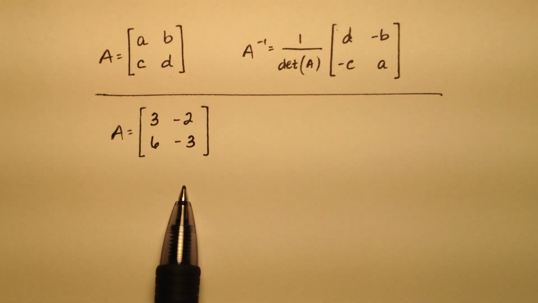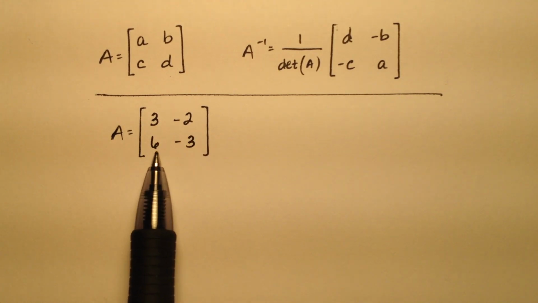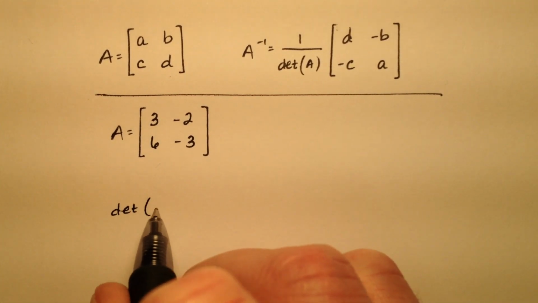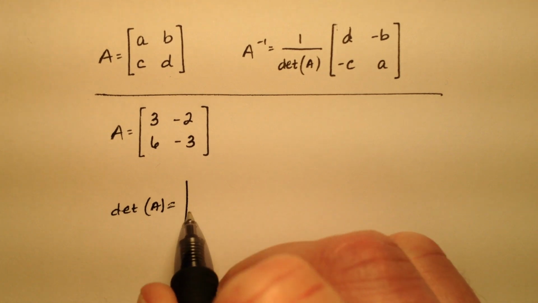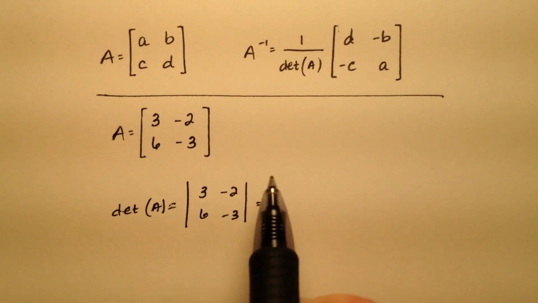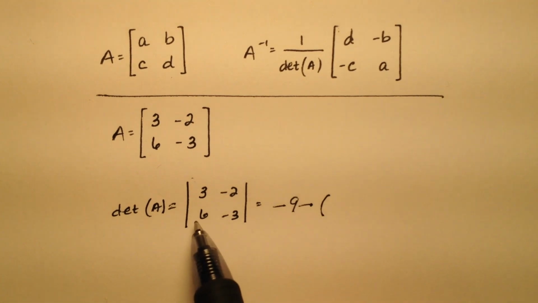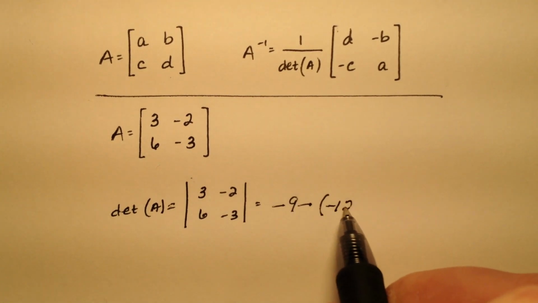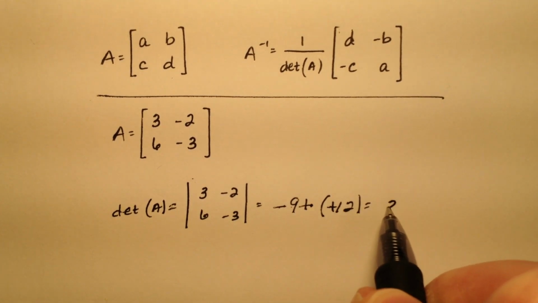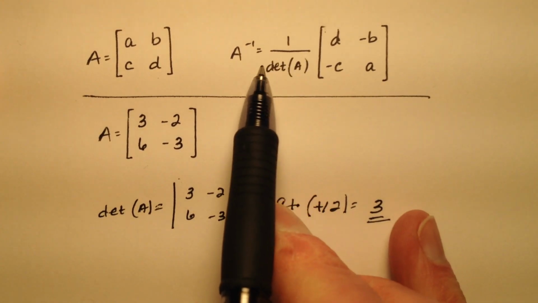Okay, so let's look at this first example. I have my matrix A, which is a 2 by 2, whose entries are 3 and -2 and 6 and -3. So the first thing I'm going to do is find the determinant of that matrix A. So 3 and 6, -2 and -3. So 3 times -3 is -9. And from that I'm going to subtract 6 times -2, which is -12. So -9 plus 12 is 3.